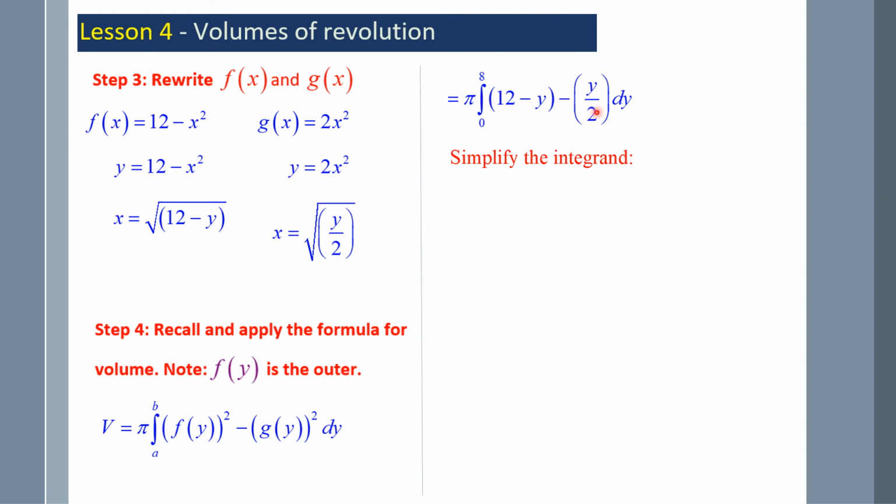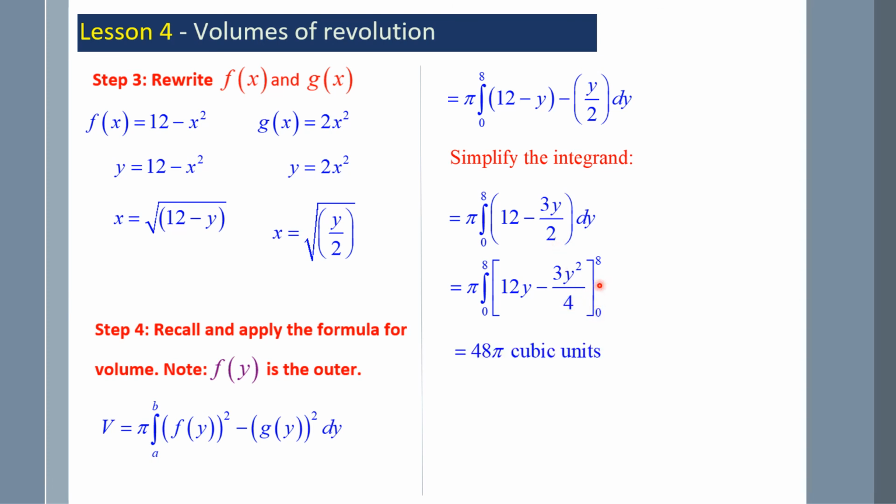Next, we're going to simplify this integrand by collecting like terms. So that means we'll have 12 take 1.5y. We've got a negative y, take another half y on. We can then simply integrate using the power rule. So 12 will become 12y, 3y over 2 becomes 3y squared, and we need to divide by 2, which is why that 2 becomes a 4. We can then sub in our 0 and 8, multiply it by pi, and we get 48 pi cubic units.